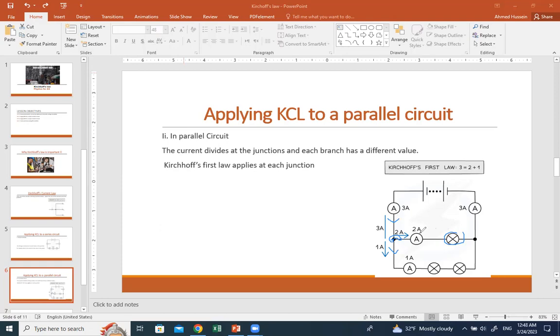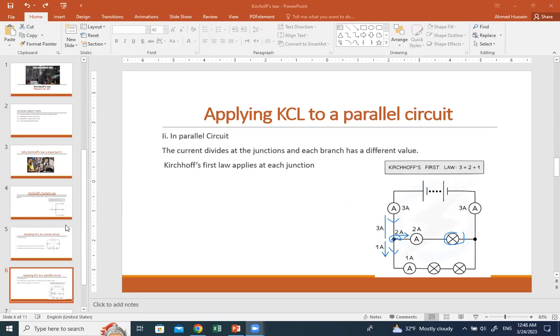And this is simply just like water. When water comes to land, the water will move faster on the lower land, which here is lower resistance, and harder on the higher land, just like higher resistance. From here we can see that the current entering this junction, the 3 ampere, equals 2 plus 1 ampere, as measured by these two meters.